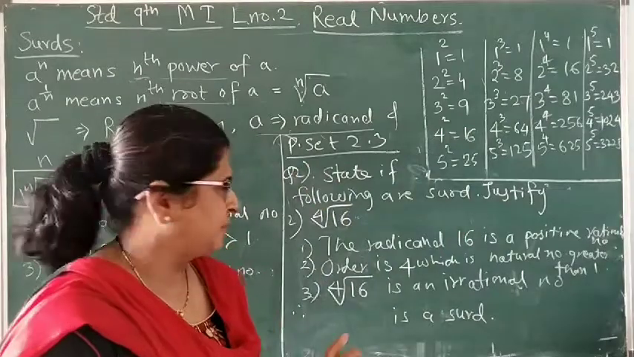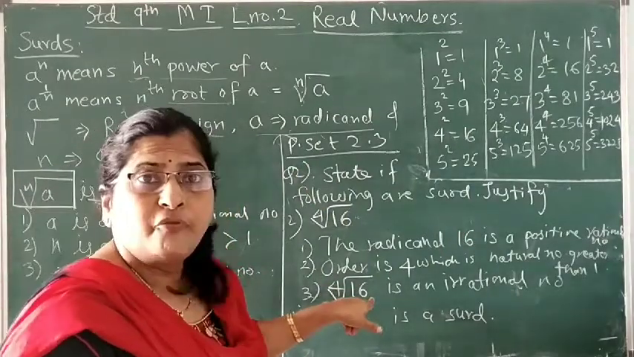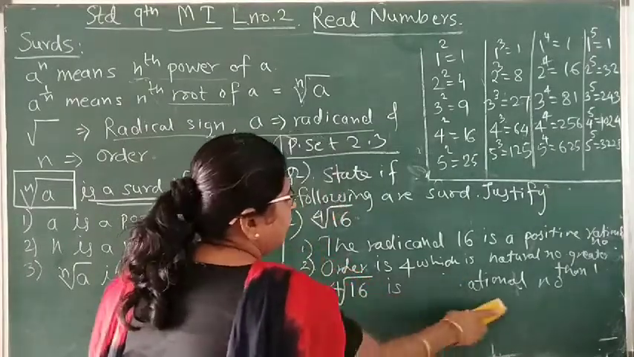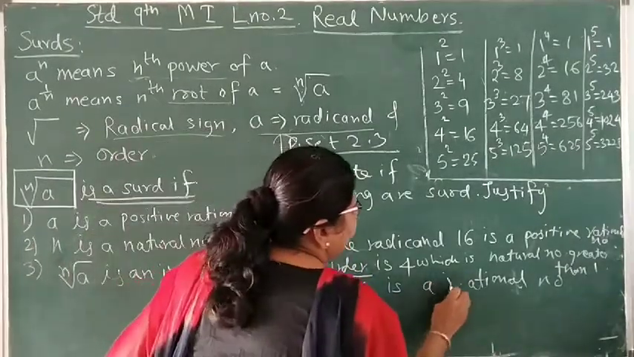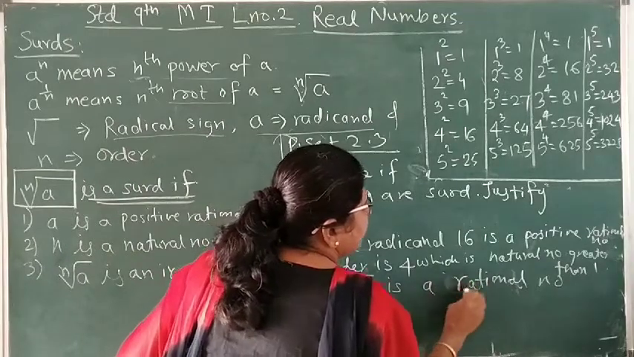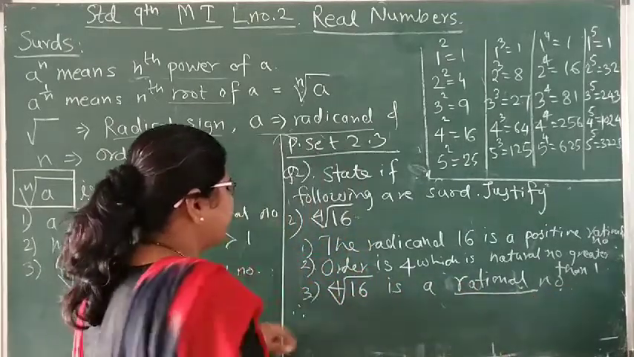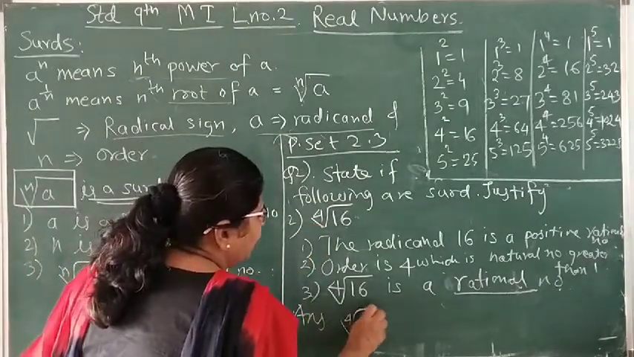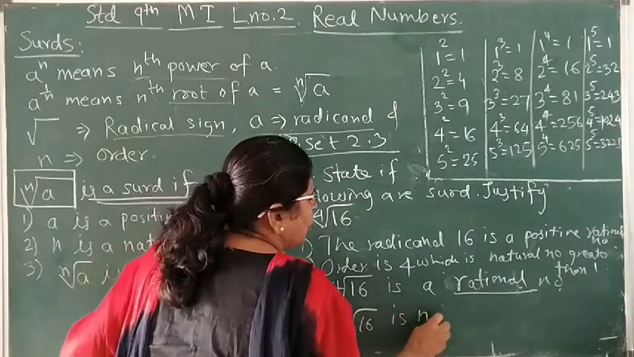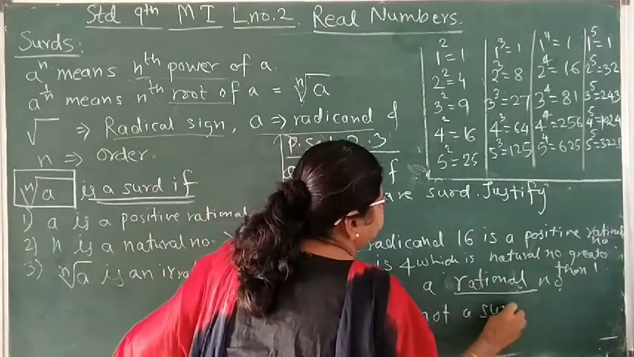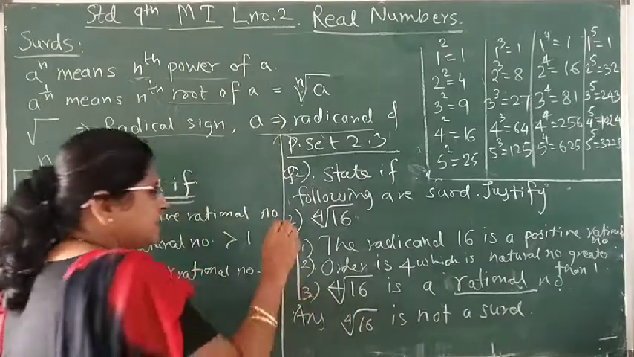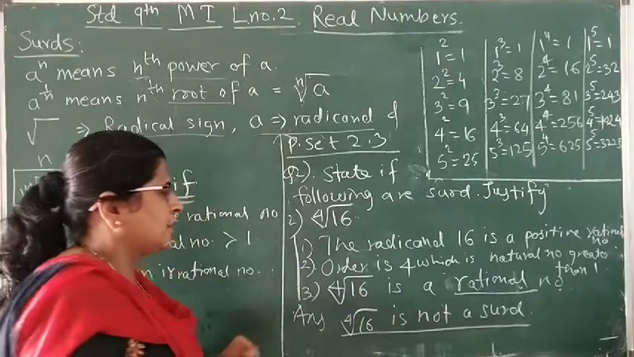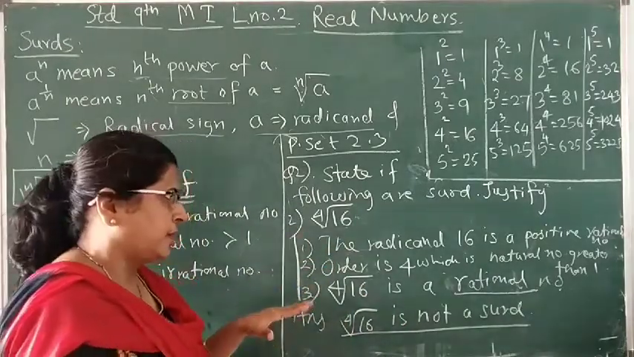Now 2 is a rational number. Hence 4th root of 16, which means its value is 2, is a rational number. So it is a rational number. Therefore, we cannot say it is a surd. Therefore, our answer is going to be 4th root of 16 is not a surd. So all these 3 points are your justification and this is going to be the final answer whether it is a surd or not. Is that clear?